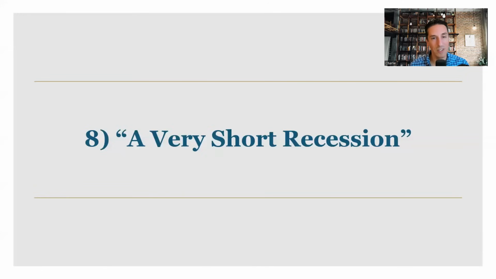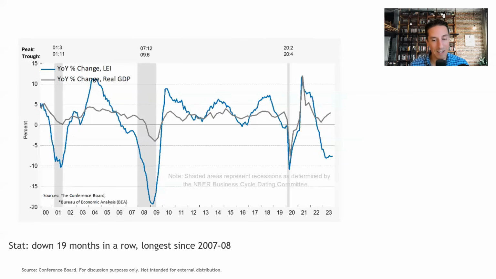A very short recession is what the Conference Board is now predicting in 2024. And looking at their leading index here, you can see it's been in negative territory 19 months in a row, which is the longest down streak since 2007, 2008. And as we talked about last month, the Conference Board has been predicting a recession for quite some time now. They originally said it was going to happen in the first quarter of this year. When that didn't happen, they pushed it back to the second quarter, then the third quarter, then the fourth quarter. And now they're saying at some point in 2024, there's going to be a very short recession.